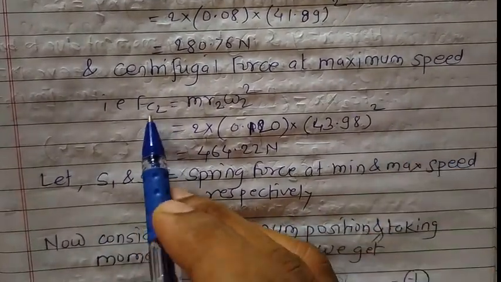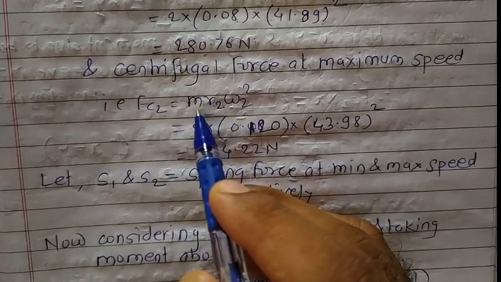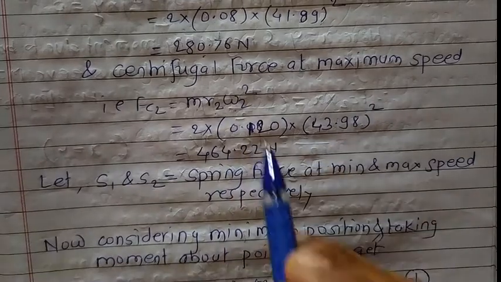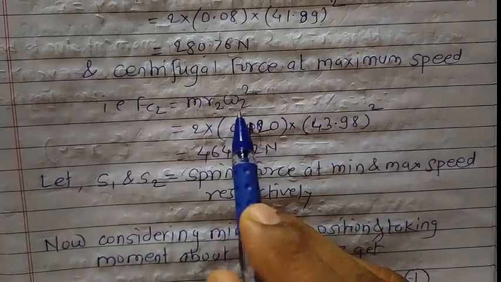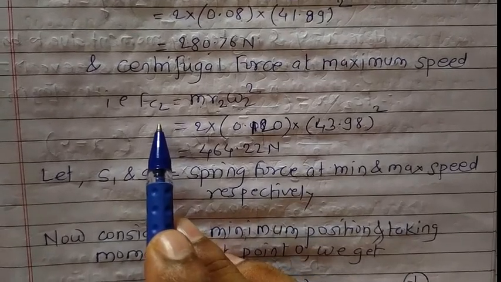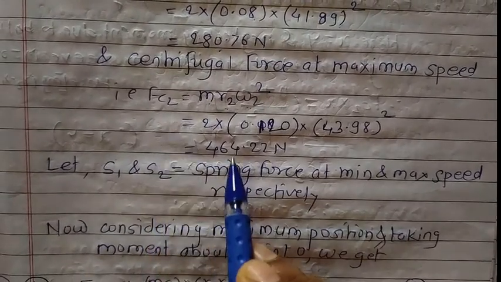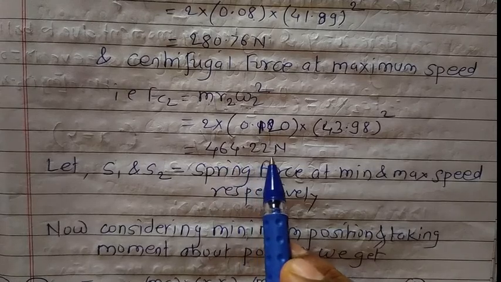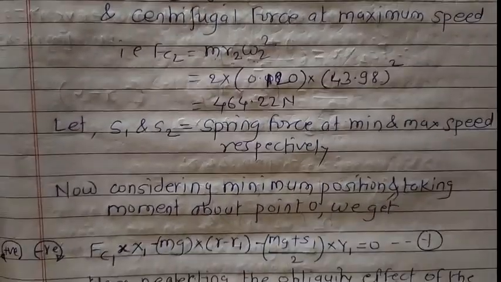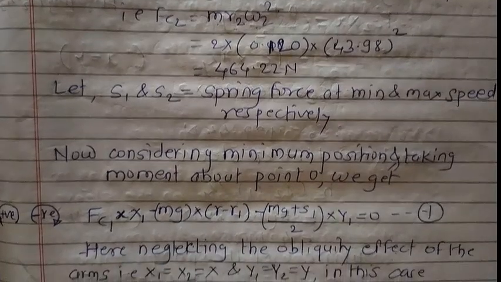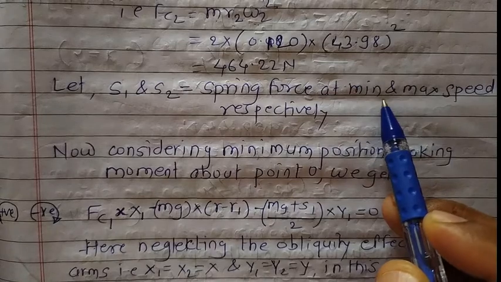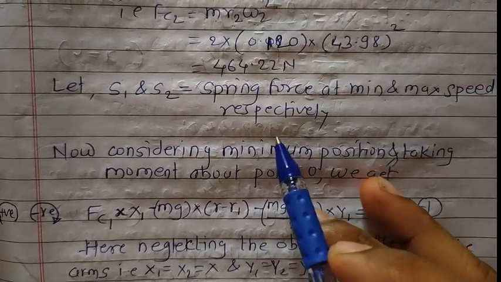Similarly, get the value for the centrifugal force at the maximum speed. FC2 equals m R2 omega 2 square. Substitute R2 and omega 2 here and do the calculation. So you can get the value for this FC2 as 464.22 Newton. Now consider S1 and S2 equal to the spring force at minimum and maximum speed respectively.